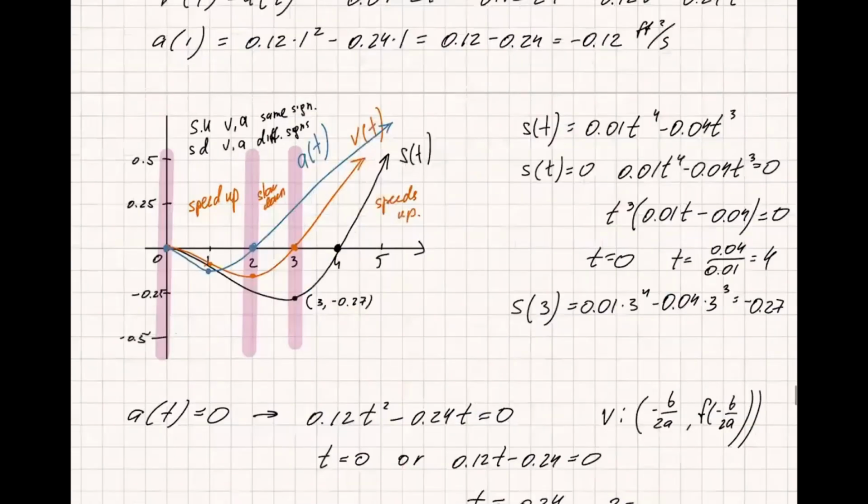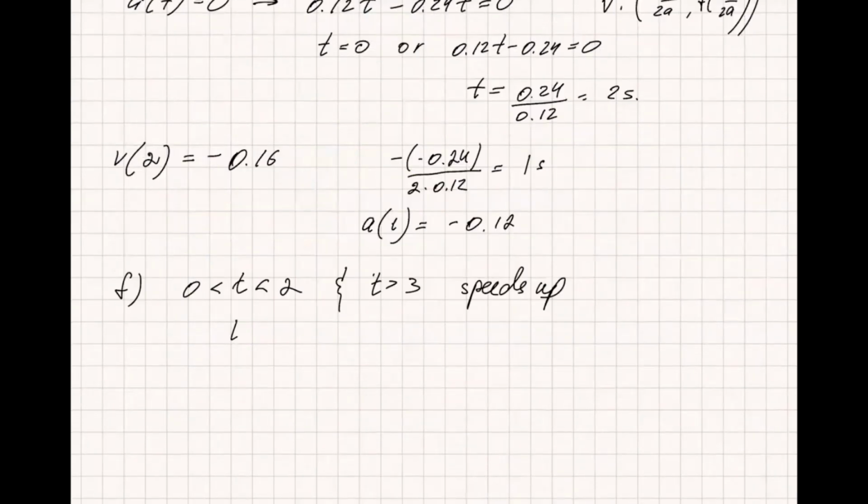Okay, so let's write that. From 0 to 2 seconds and from 3 seconds on, the particle is speeding up, and from 2 to 3 seconds, it is slowing down. And when t is between 2 seconds and 3 seconds, the particle slows down. And that is it for this problem.